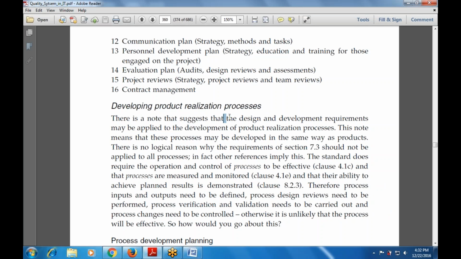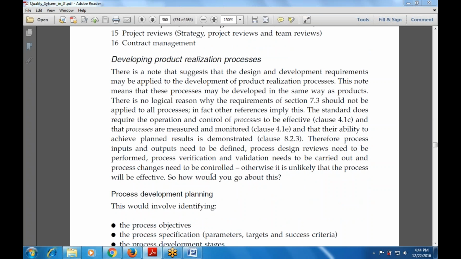Now there is a note that suggests that the design and development requirements may be applied to the development of the project realization processes. Now the next is the process development planning.